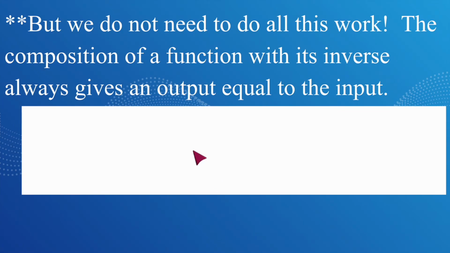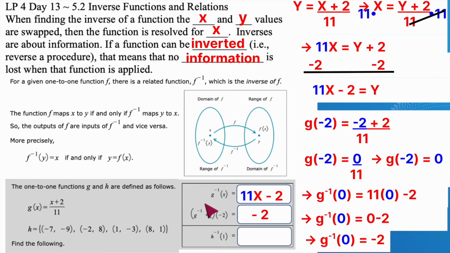So one thing I wanted to know: do we really need to do all of this work? The composition, so what that means is if I'm looking at the composition of these two, we can either use that little open dot there, that means the composition, or sometimes they'll use double parentheses, where it'll say g inverse of parentheses g of -2, end parentheses. So there's two different ways they can note compositions.